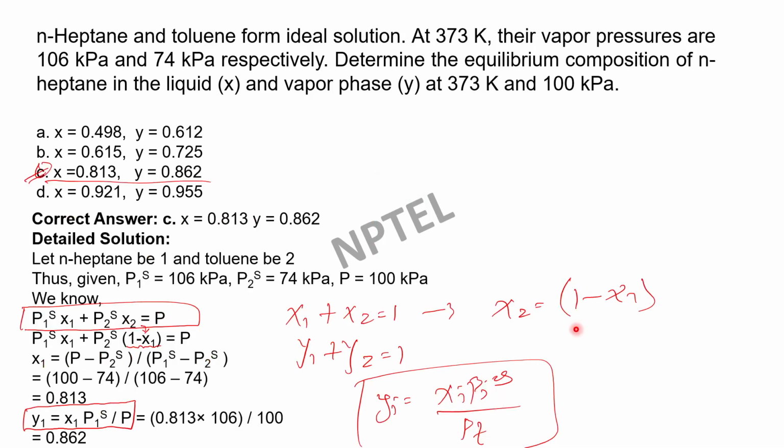So this is what I have written in numerical form. PT is equal to x1 p1 sat plus x2 p2 sat. We have written x2 in terms of x1. Find the value of x1, that is P minus p2 saturation divided by p1 saturation minus p2 saturation, and y1 using Raoult's law, that is yi equals xi pi sat by PT, and this is the total pressure. I have written here that the total mole fraction has to be 1, that is 100%. Okay, so the correct answers are 0.862 and 0.813.